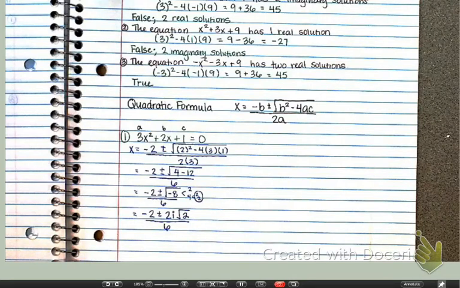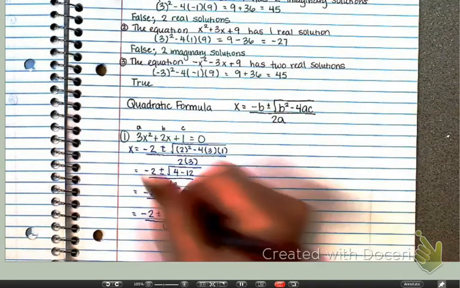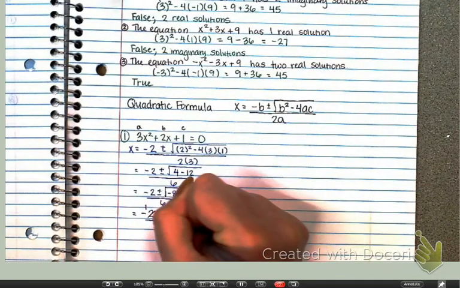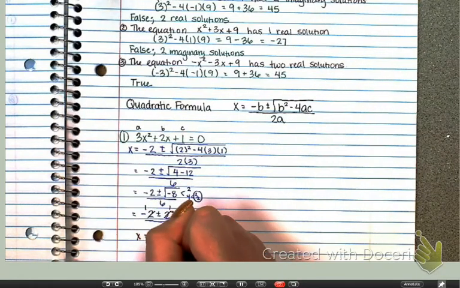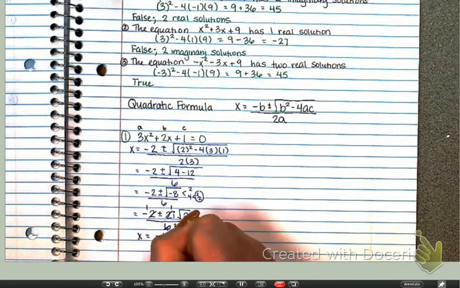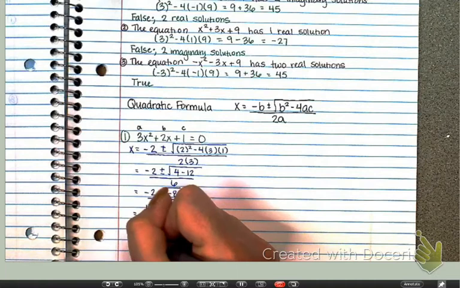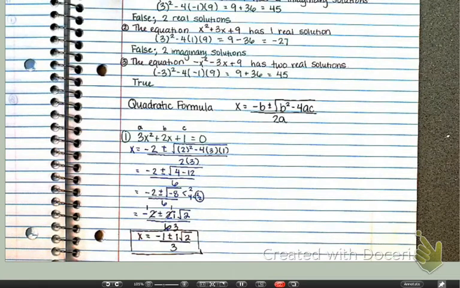Are we okay with that final answer? You do need to simplify it. So you're looking for a number that goes into 2, 2, and 6. 2. So 1, 1, and 3. Final answer is going to be x equals -1 plus or minus 1i, or just i, square root of 2 over 3. Are we okay with that?